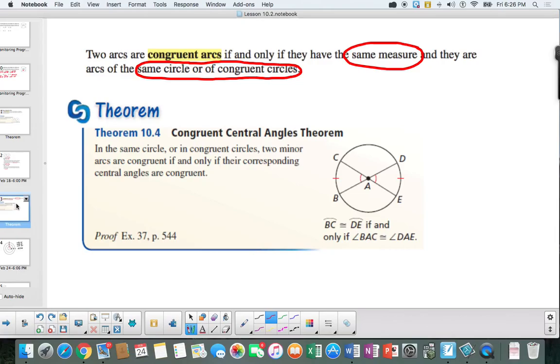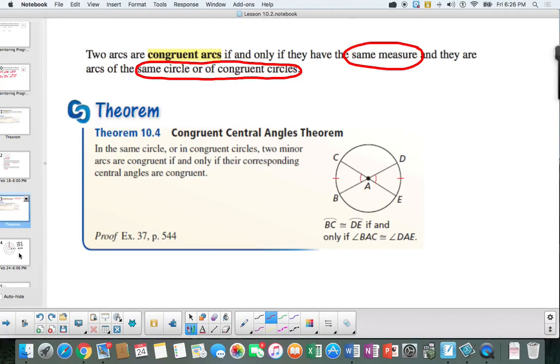Okay, congruent arcs. Two arcs are congruent if and only if they have the same measure and they are arcs of the same circle or congruent circles. So we know that this arc right here will be congruent to this arc. If the circles are congruent and the measures are congruent, then these arcs will be congruent, and also the converse.